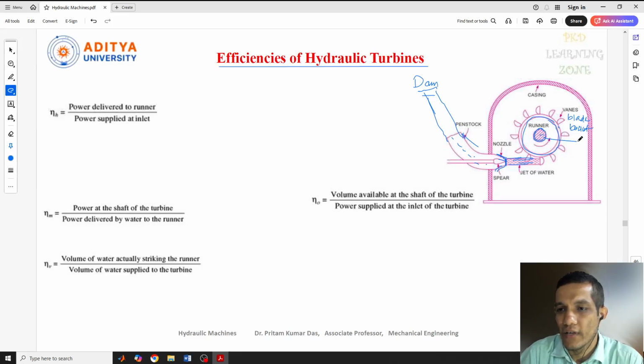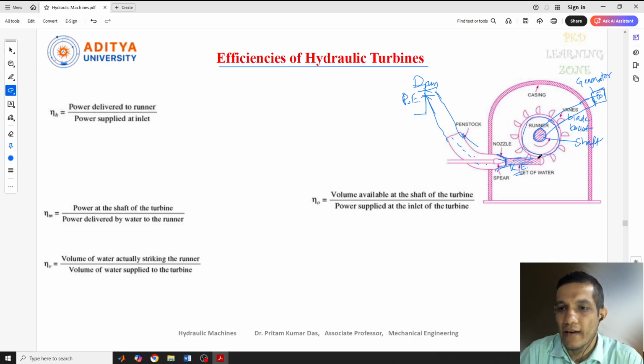This is the runner part, and the runner is mounted on the shaft. This is the shaft, and the shaft is connected to a generator. Now if you see the process, the water present in the dam has potential energy, because there is some height, so this is potential energy. When the water flows from the dam through the penstock to this turbine, it strikes as kinetic energy.